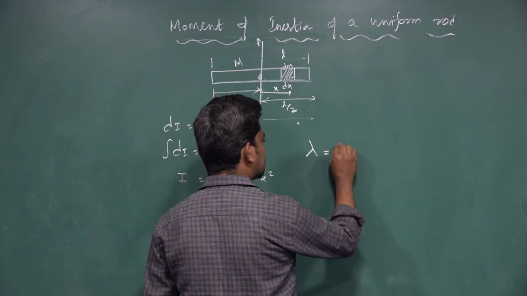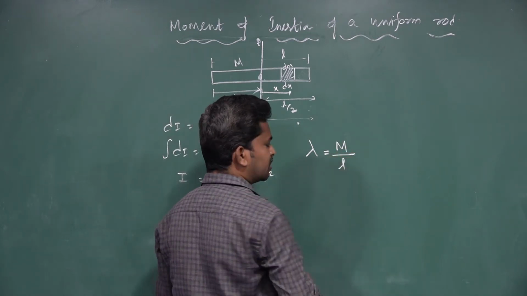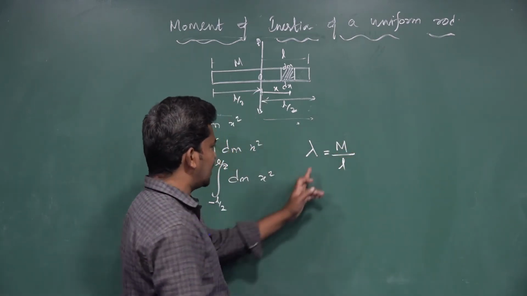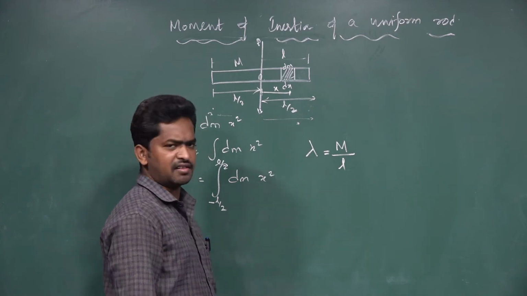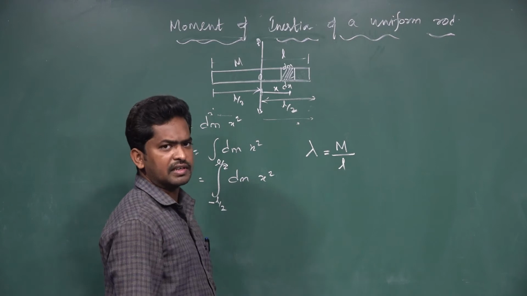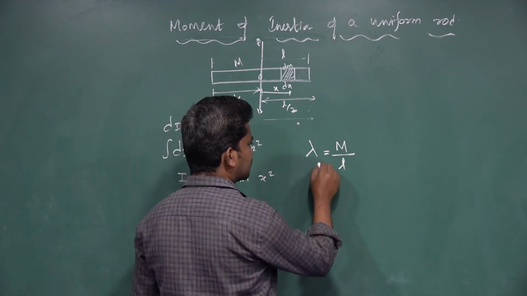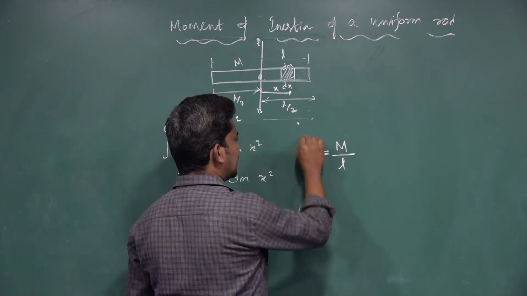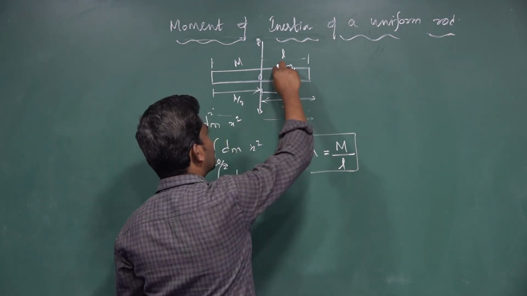So linear mass density is equal to mass divided by unit length. Lambda is the linear mass density, which is equal to mass per unit length. So lambda is equal to M divided by L. This is a constant linear mass density for the uniform rod.